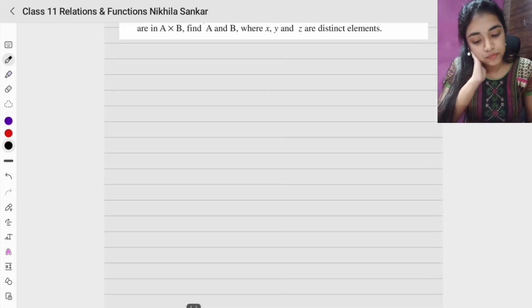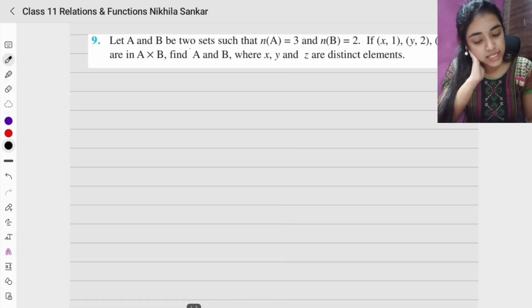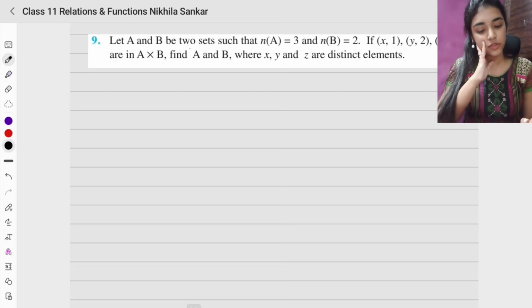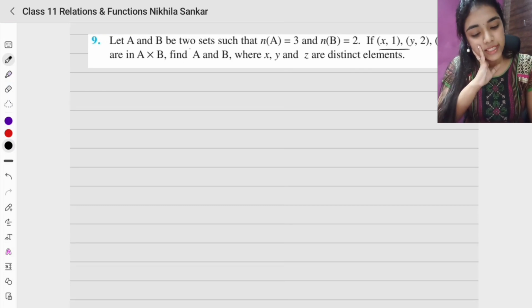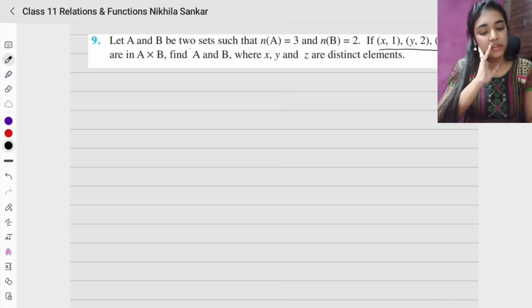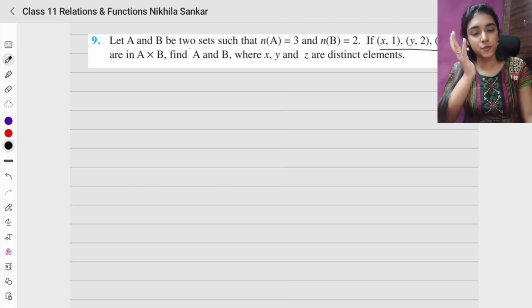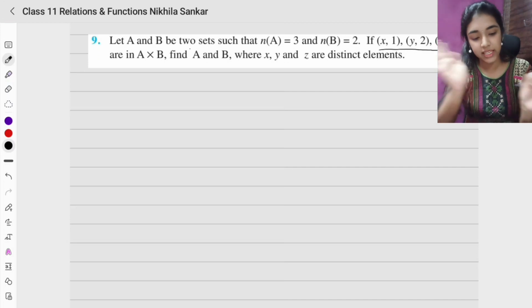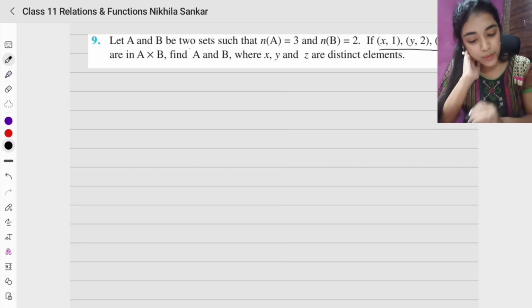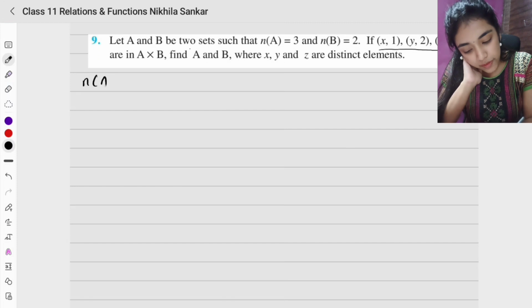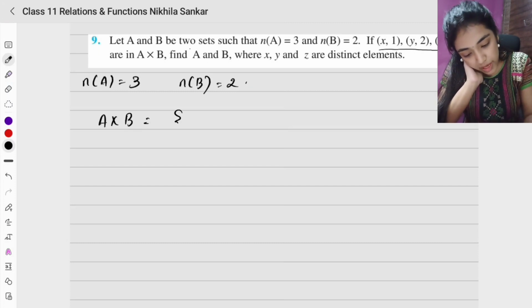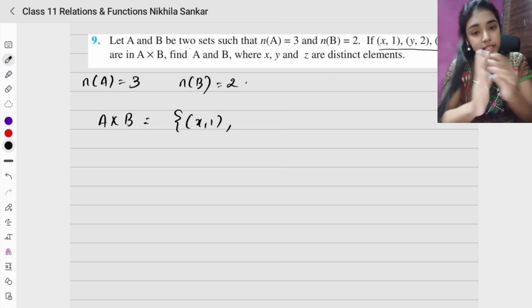Question number 9. Let A and B be two sets such that number of elements of A, number of elements of B are given. And I have (x, 1), (y, 2), (z, 1) are in A cross B. Find A and B where x, y, z are distinct elements, which means they are not equal. Okay, distinct, and none of the three are equal. Now, I have number of elements of A is going to be 3 and number of elements in B is going to be 2. So this is what is given. I have A cross B to be, I am just given 3 elements. This is not the whole set of ordered pairs.